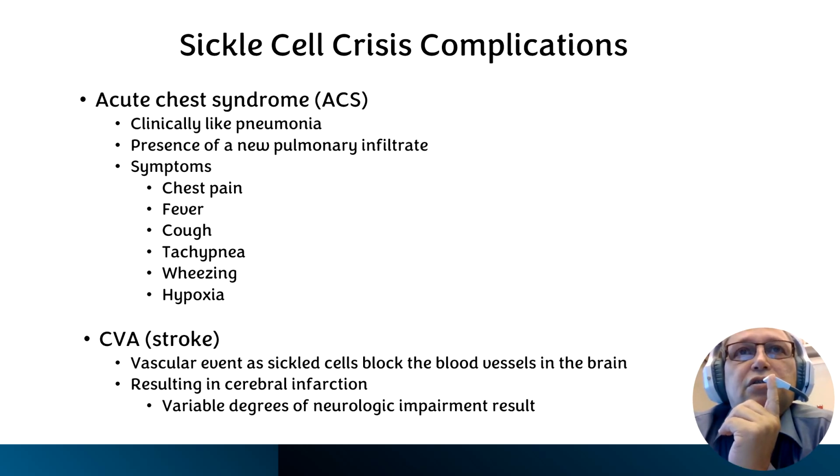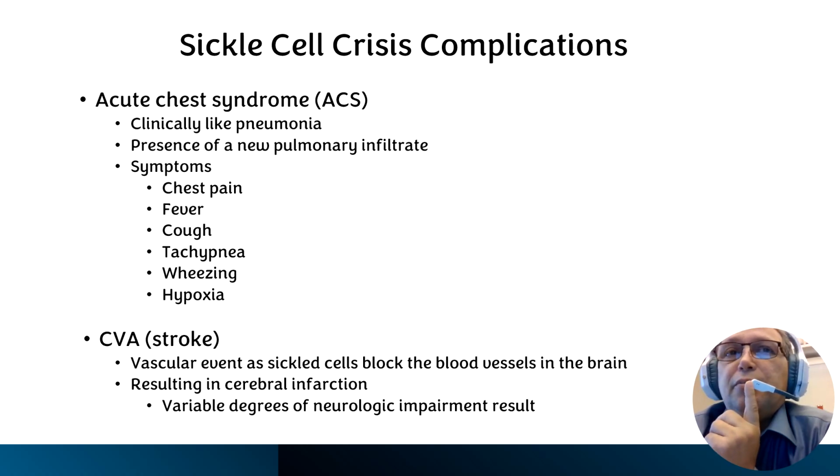Other complications. Acute chest syndrome. This is a lot like pneumonia, acts like pneumonia. You have presence of a new pulmonary infiltrate. That means you got fluid in the lungs. Symptoms, again, include chest pain, fever, cough, tachypnea, wheezing, hypoxia.